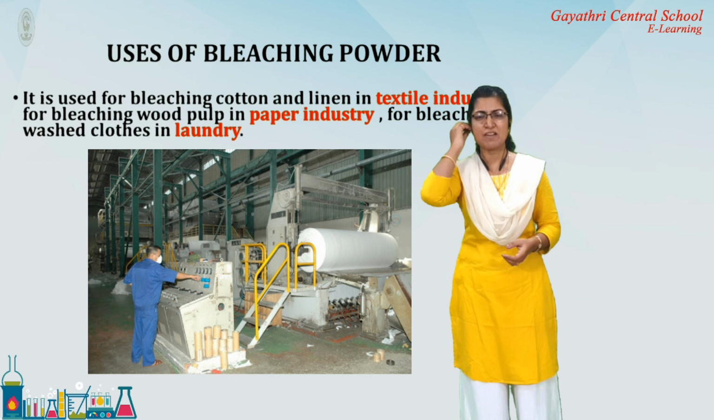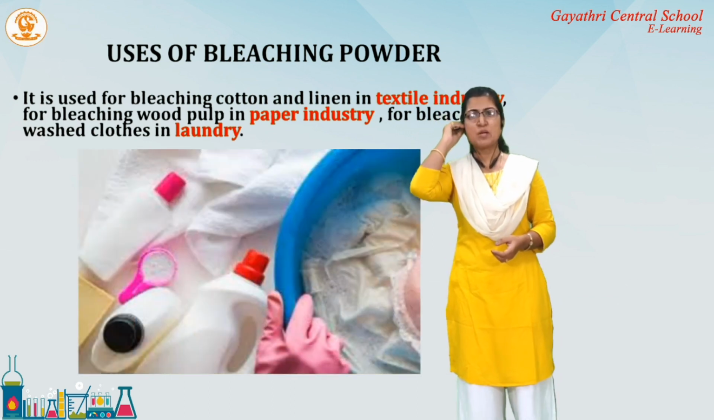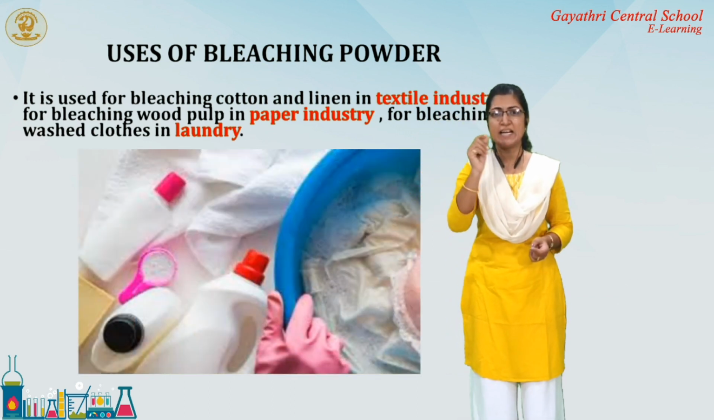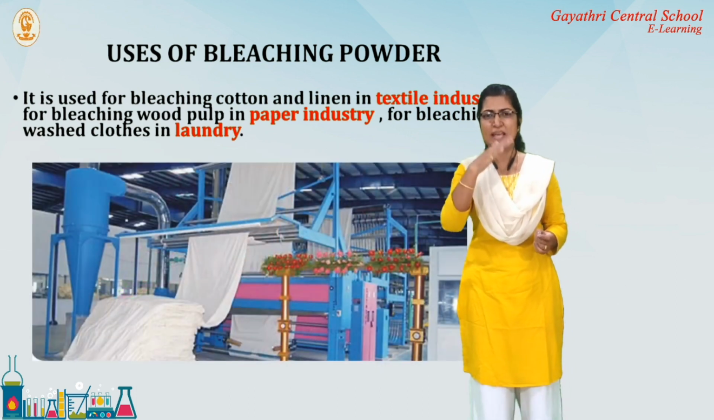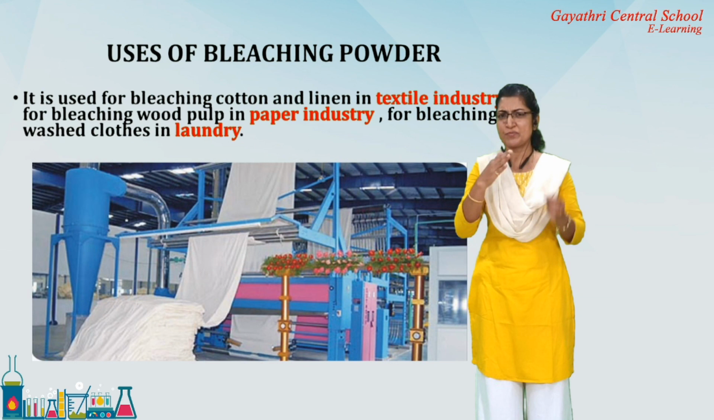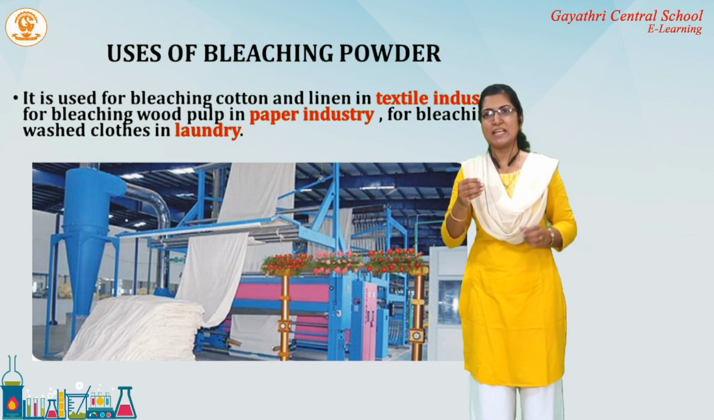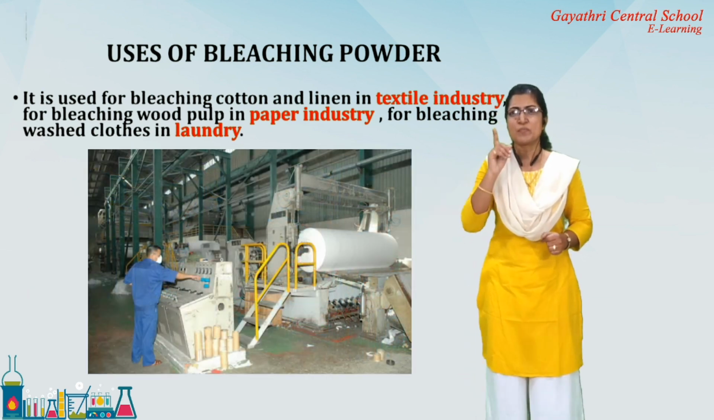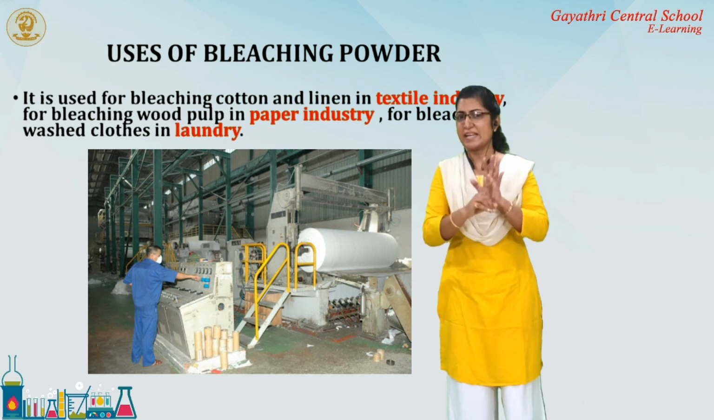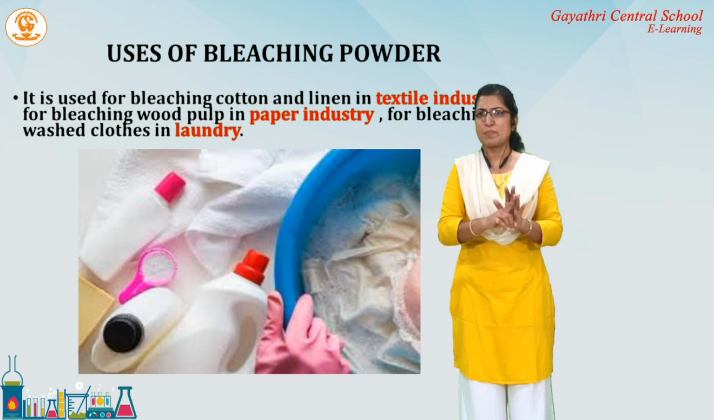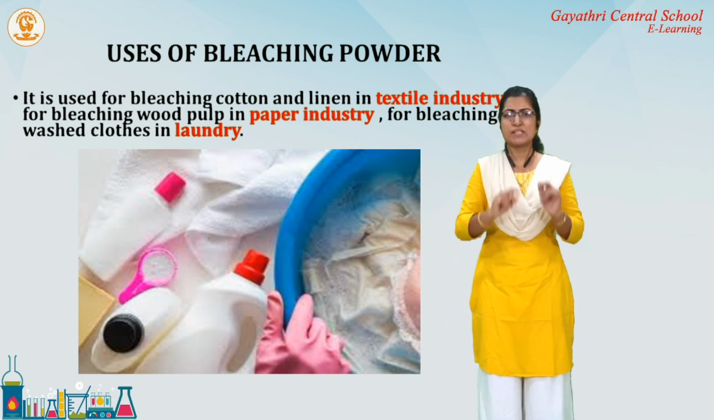The term itself, you should understand, bleaching. Bleaching means what? Decolorizing, isn't it? If you want to decolorize, if you want to make the color a little dim, or for cleaning purposes also, it is used. So that is the one major use of bleaching powder. We use it in textile industries, paper industries, and also in laundries.